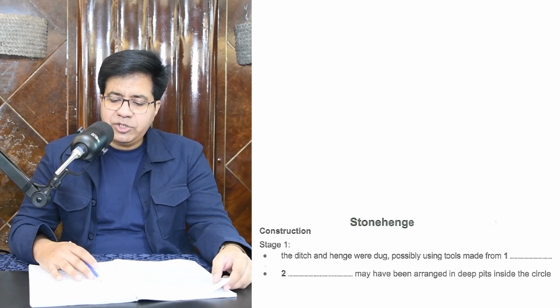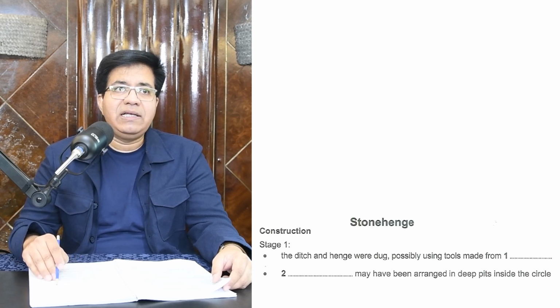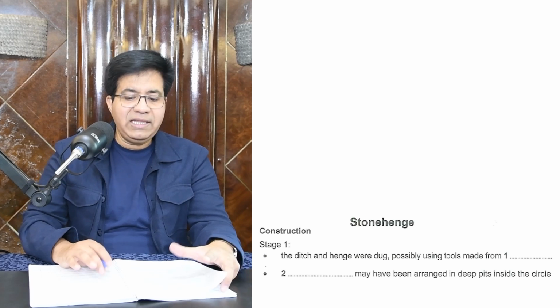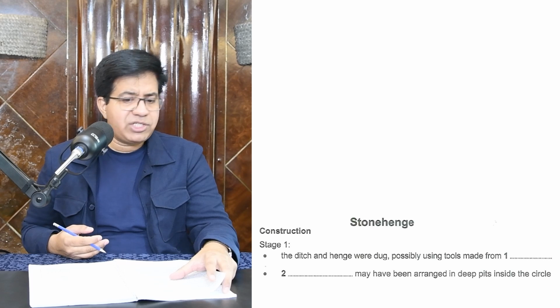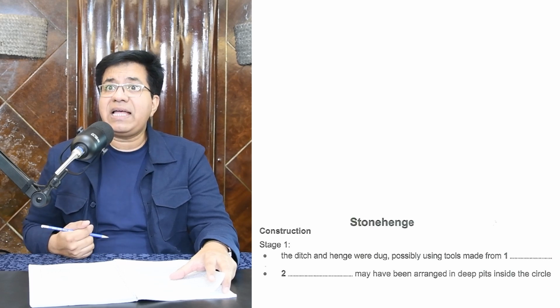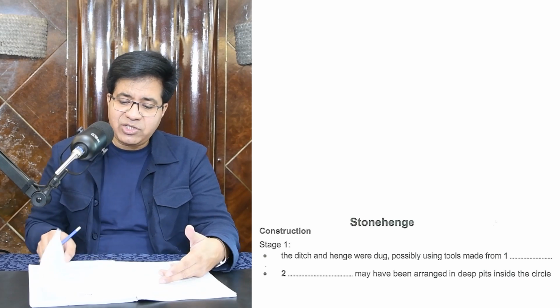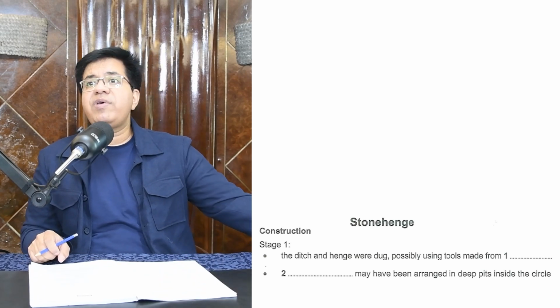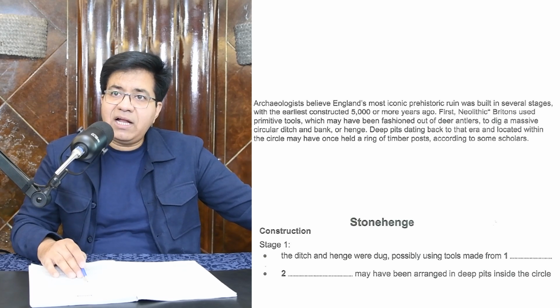Okay, question number 2. Dash may have been arranged in deep pits inside the circle. Now just put what in the question. For example, question number 2: what may have been arranged in deep pits inside the circle? Now we go back, we look for circle, what may have been arranged there and all that. As I told you, questions and answers are in order. So same paragraph, second last line.